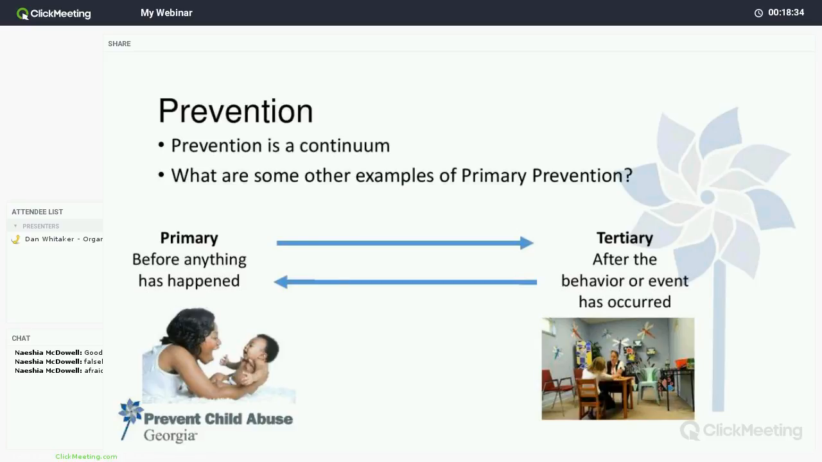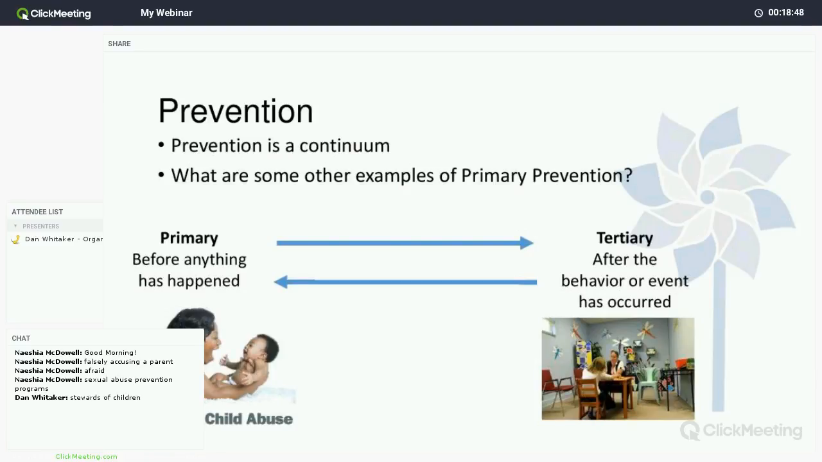So primary prevention. Can anyone give me some examples of primary prevention in the state of Georgia? Sexual abuse program, and then we have Stewards of Children. Parent education is a great one.